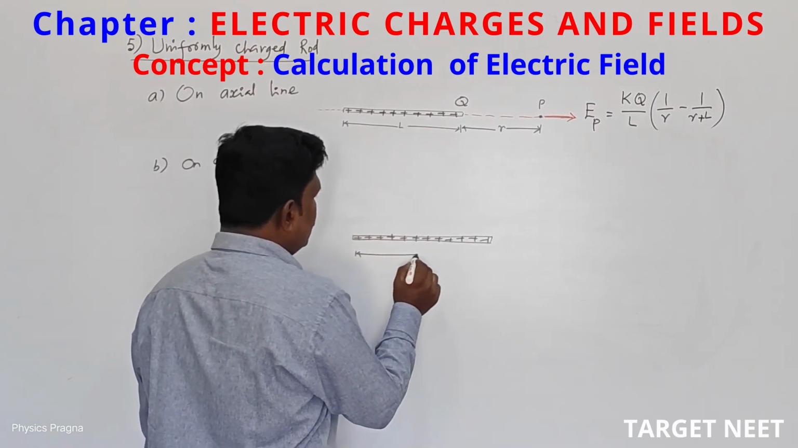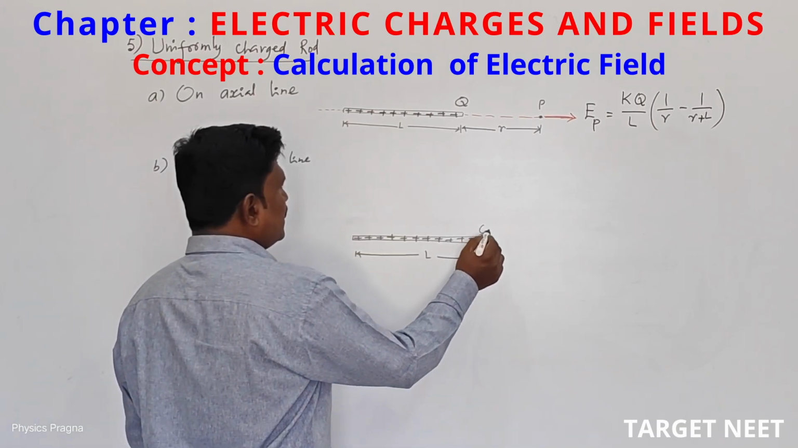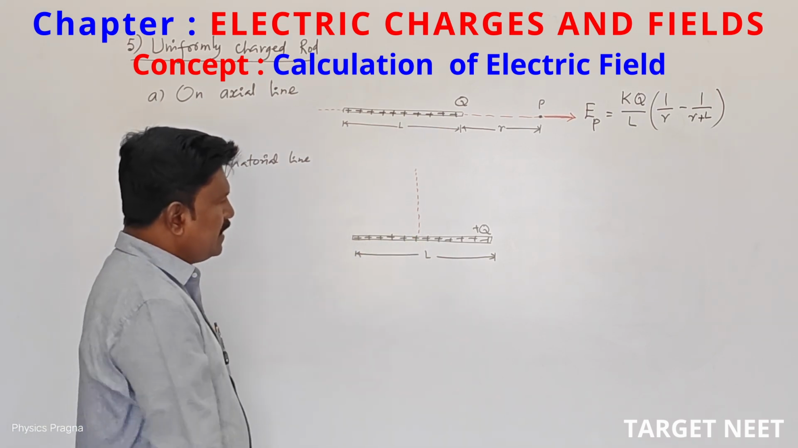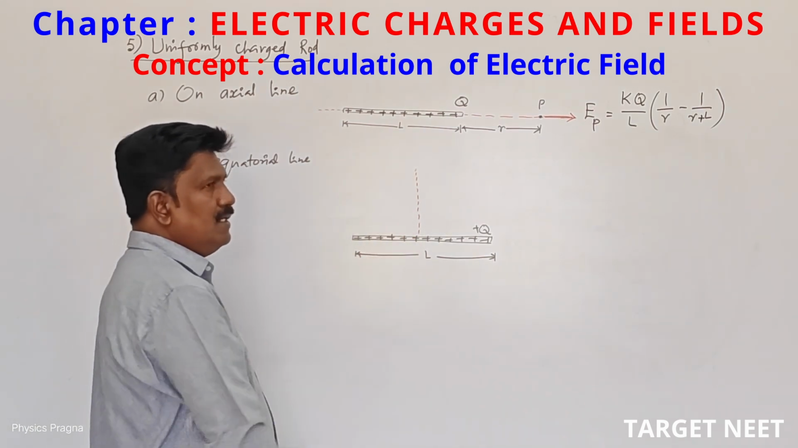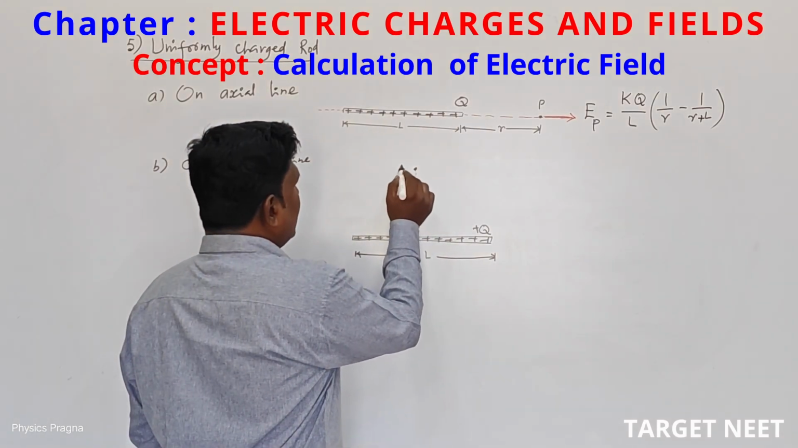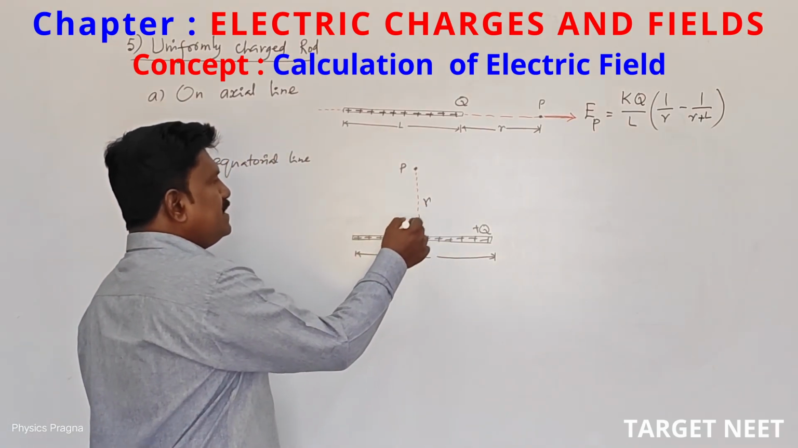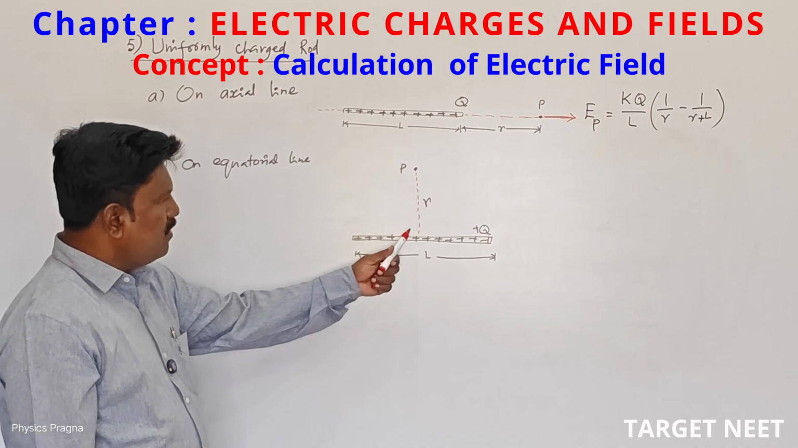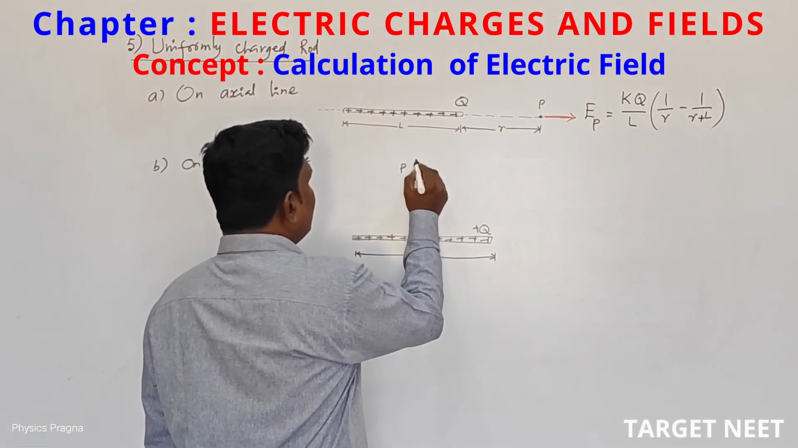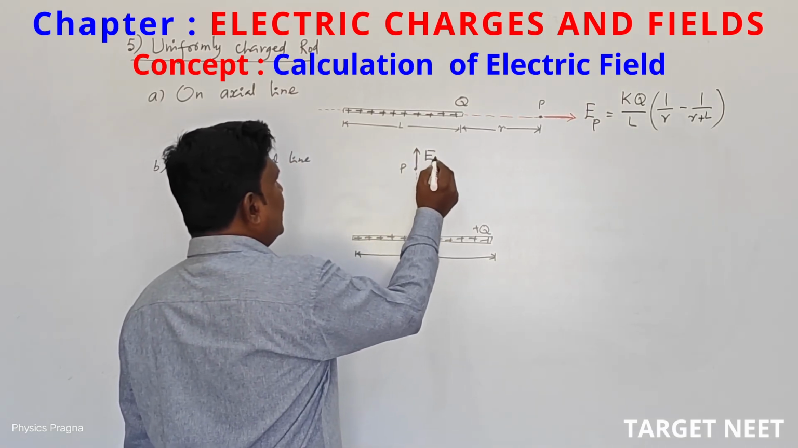This is the length of a rod. The total charge given is Q. From the center of the axis, if I draw a perpendicular, then this line is called the equatorial line. At point P, we have to calculate the electric field. This point is at r distance from the conductor on the equatorial line of the conductor. Here the direction of the electric field is this one, away from the positive charge.